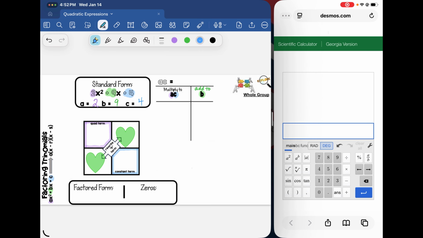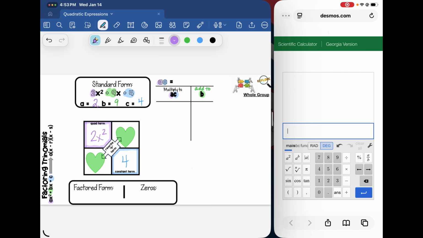be a positive 4. I'm going to partially complete my area model, putting my quadratic term in the upper right-hand corner first, which is 2x squared, and my constant term in the bottom corner, which would be 4. All right, I want to rewrite my linear term, aka my b term, with two numbers that multiply to a times c and add to b.